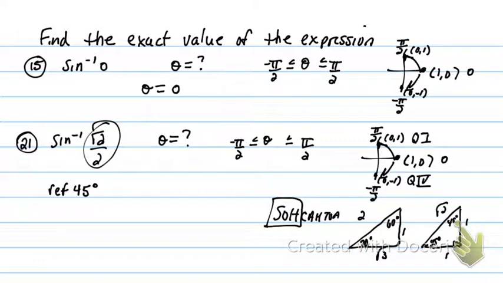So is it in quadrant 1? Yes. If they turned around and they made that negative, where would it be? It'd be in 4. Does that make sense? So just look at your ratio and see if it's positive or negative. If it's positive, it's going to be 1. If it's negative, it's going to be 4. Does that make sense? Yes.